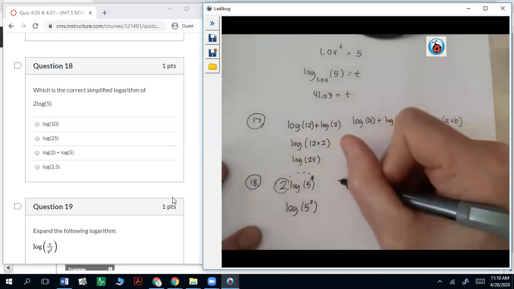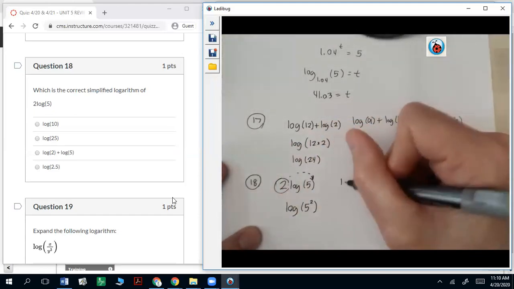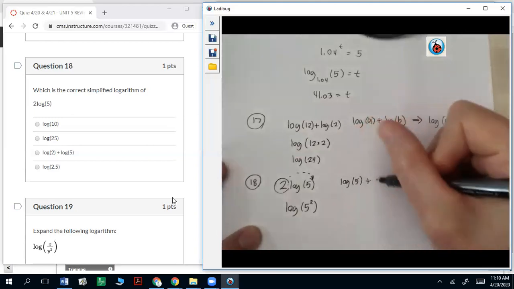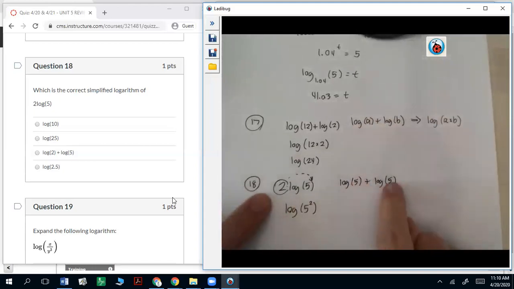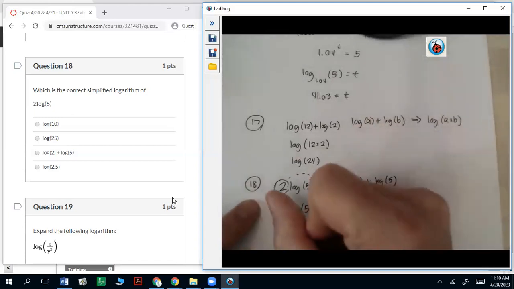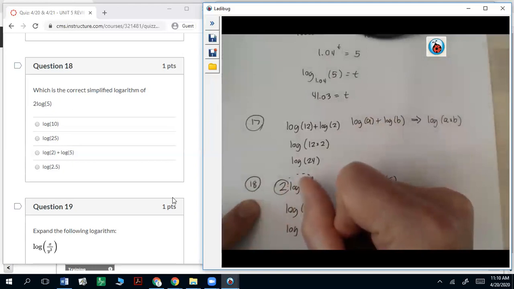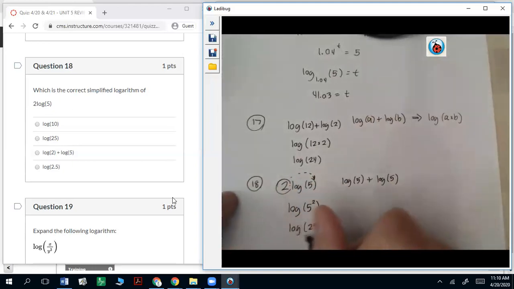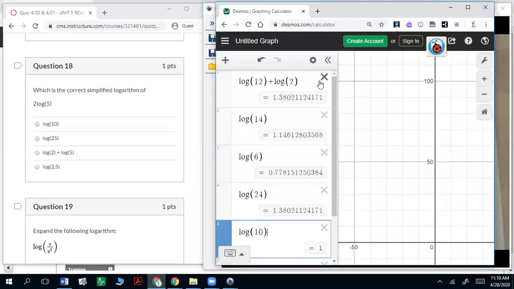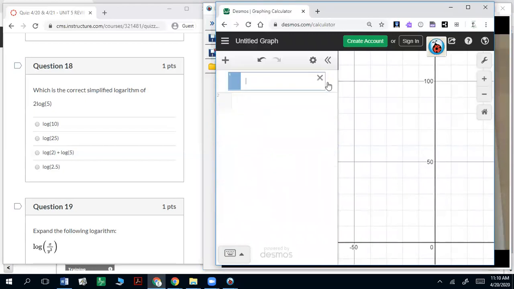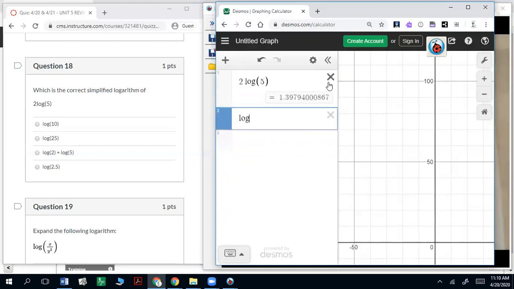Basically, that works because you could say 2 log 5 is log 5 plus log 5. It's like double, right? But that would require those two to be multiplied together. Well, there's two of them. 5 times 5 is 25, which is also 5 squared. So that's another way of saying log of 5 squared, or simply log of 25. That's actually going to give you the same thing as 2 log 5. And we can verify that in the calculator. Same number.